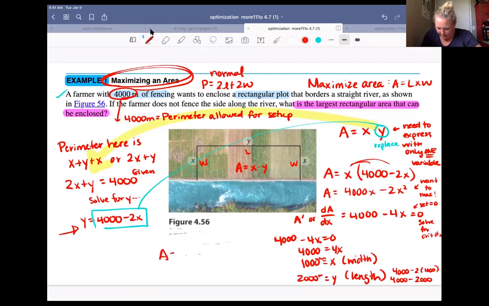So the area that gets maximized is 2,000 meters times 1,000 meters, which is 1, 2, 3, 4, 5, 6 zeros. Is that 2 million square meters? There you go. That is the largest rectangular area that can be enclosed. Zeros, they get me. It's that easy stuff. Times 1,000. Yeah.